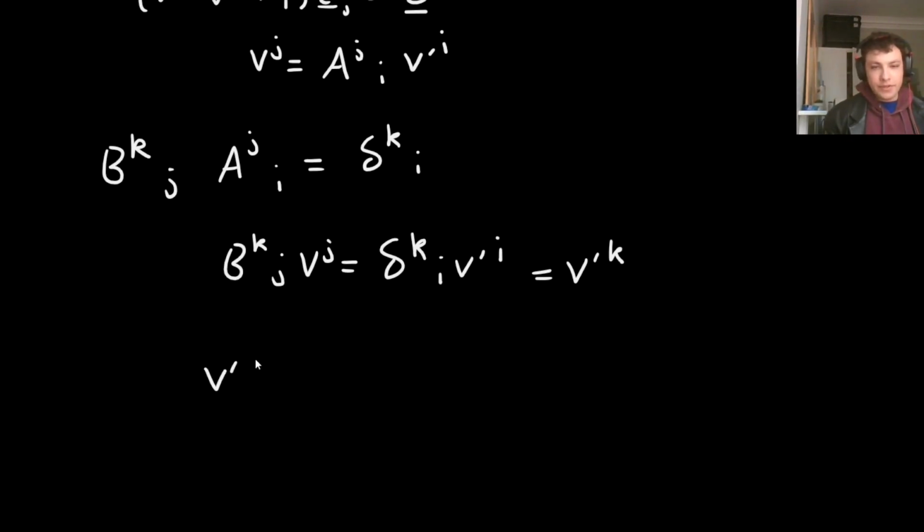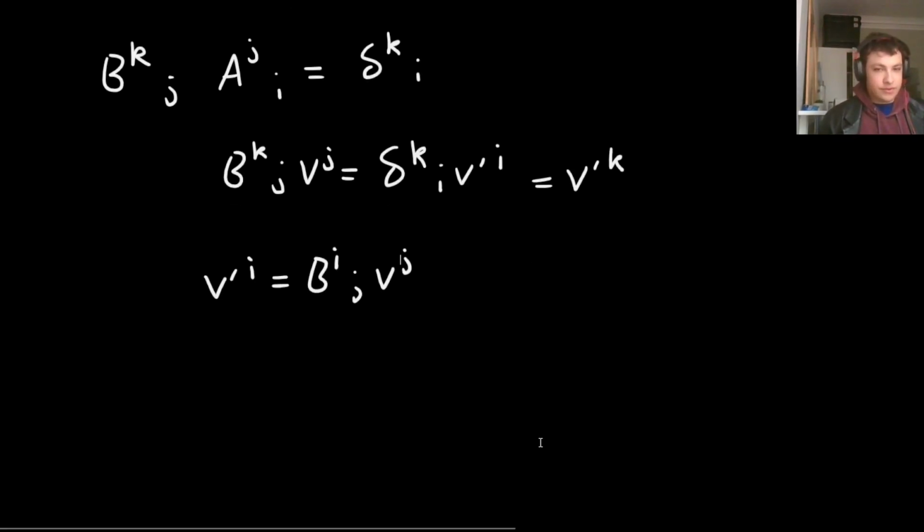So v'_i is b_ij vj, just changing k and i around here. That's how a vector transforms. Really, it's how the components of the vector transform, because the vector hasn't transformed. That's the whole point. And so we say that this is contravariant because it's going against the basis, right? The basis transformed with this A matrix, whereas the components have transformed with the inverse matrix B.